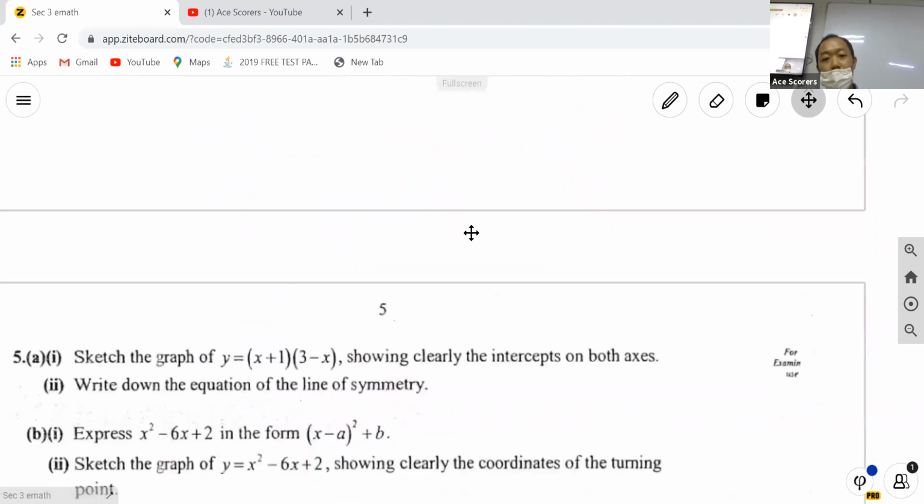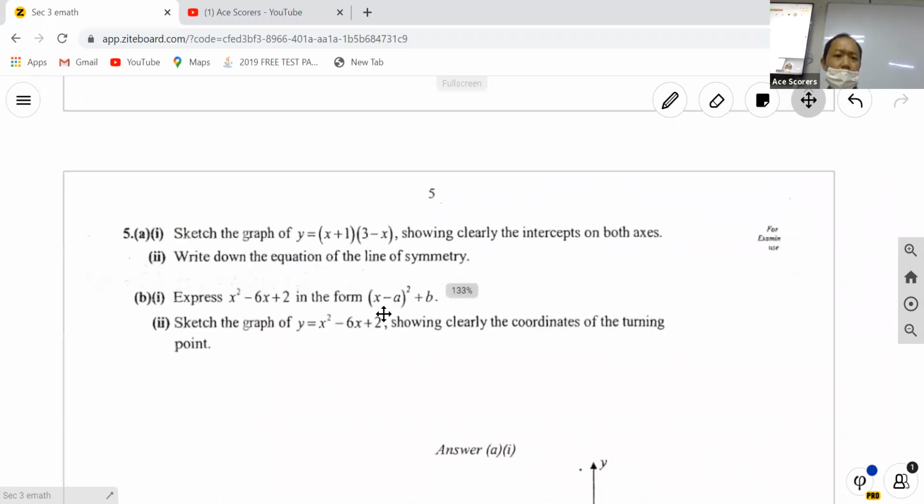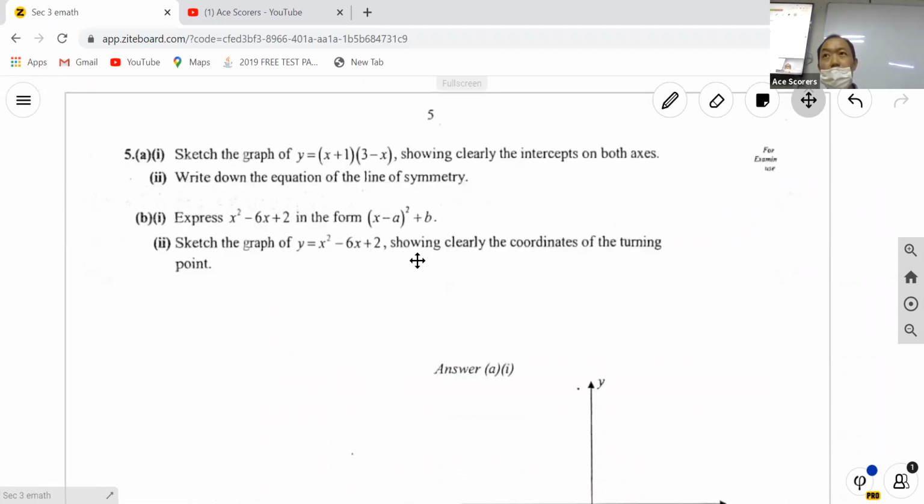Okay, moving on to the next. So indices, if you don't know indices, you can't do this, right? Next one is sketching. Have you learned sketching? That's cool. Sketching quadratic graphs. Yes. Have you learned? No.